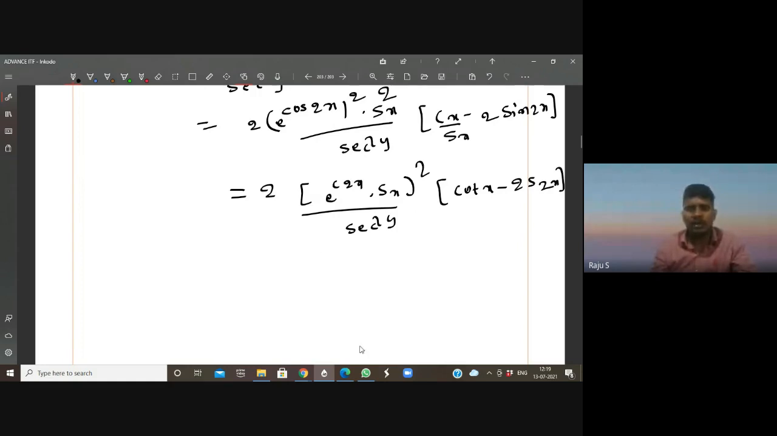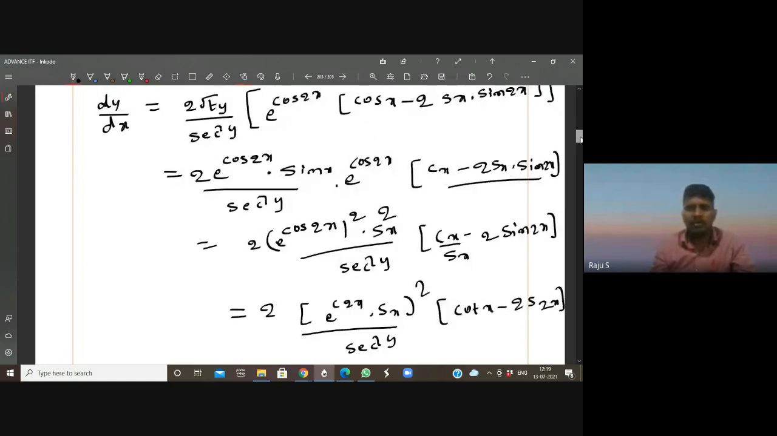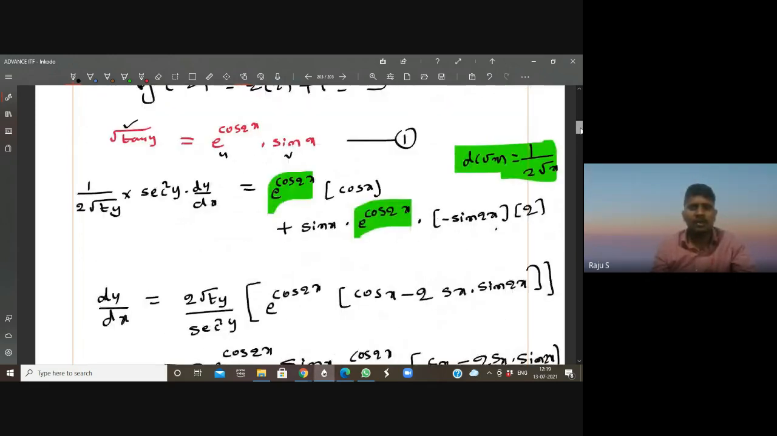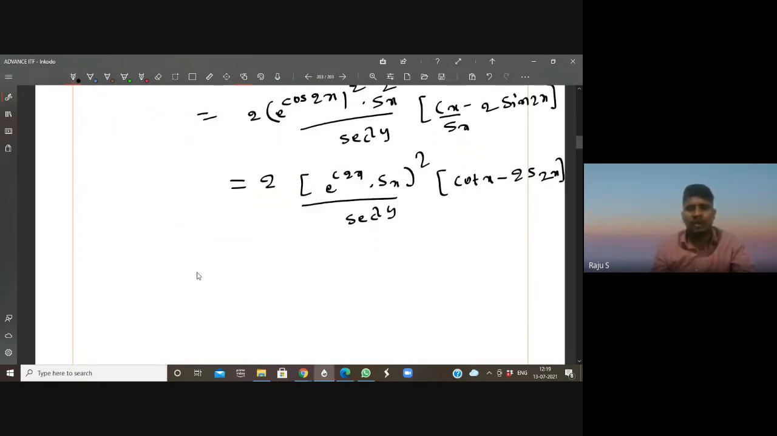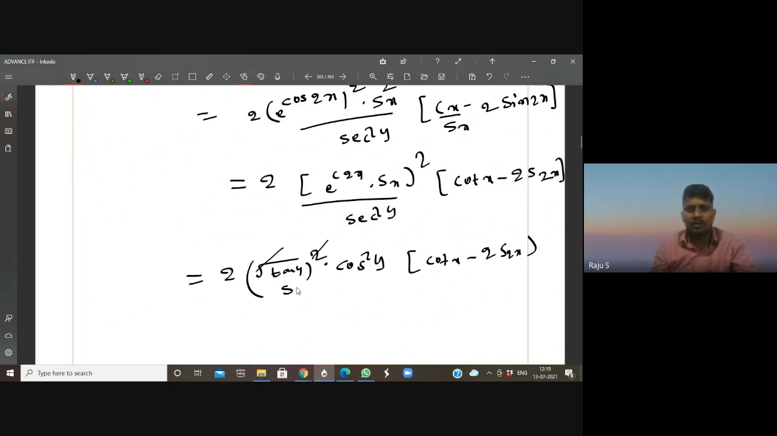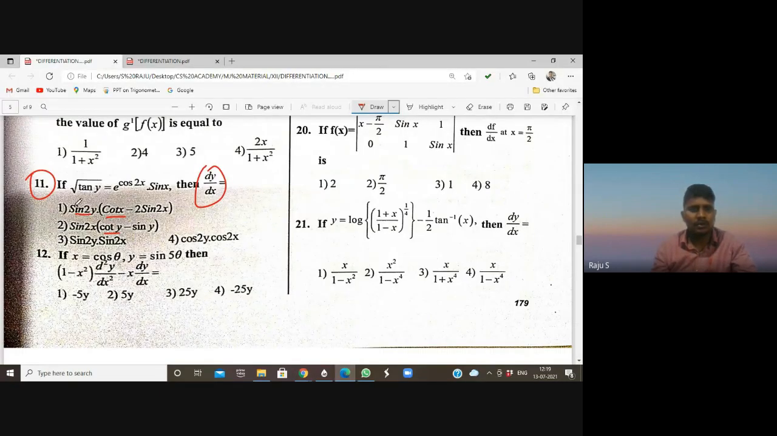So what about this value? e power cos 2x into sin x, from equation 1, is root tan y. Substitute here root tan y, the whole square, into cos square y, because here cot x minus 2 sin 2x. So the root and square cancel. Tan y is nothing but sin y by cos y. One cos y gets cancelled. Then 2 sin y cos y is sin 2y. So the answer will be the first option.